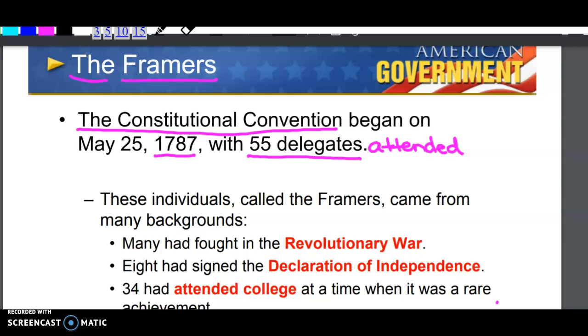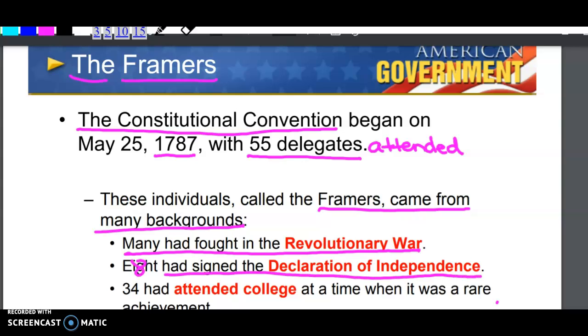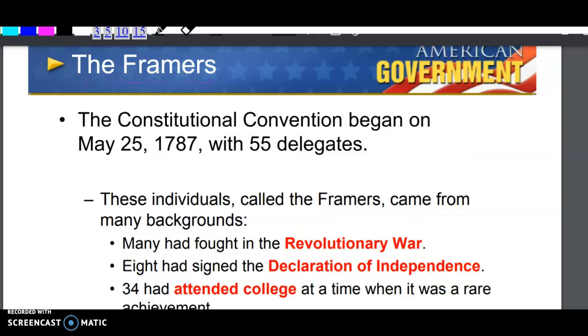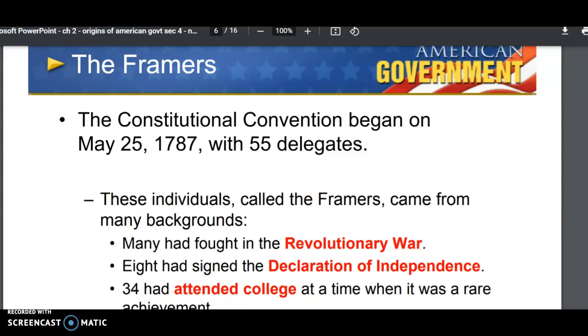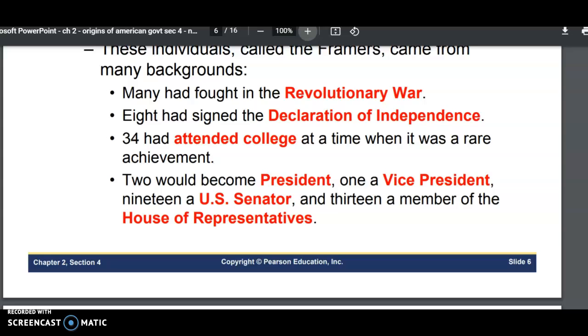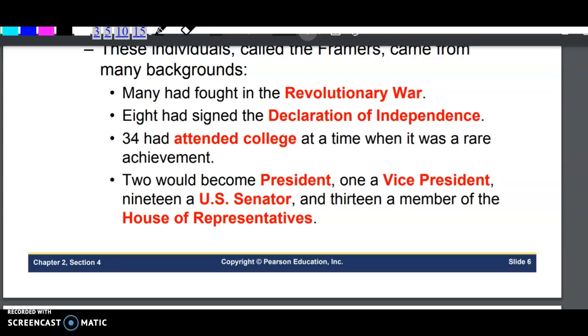You do need to know that the framers came from many backgrounds. One important one is that many had fought in the Revolutionary War. 8, you can use the number 8, had signed the Declaration of Independence. We do not have to write it, but we're going to talk about it. 34 of the framers had attended college. Notice it says at a time when it was a rare achievement. During 1787, it was extremely rare to attend college or a university. So 34 of the framers had attended colleges, and they would have been considered very high achieving and extremely smart.